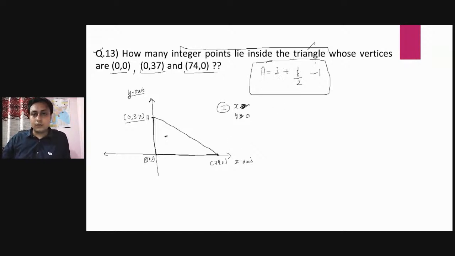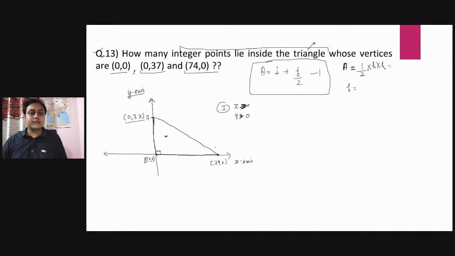First count the points, means first find the value of A. We can easily find the value of A, basically the area of the polygon. Here the polygon is a triangle, so we need the area of the triangle. This is a right angle triangle, right angle at B. So we can easily find the area: half of base into height.